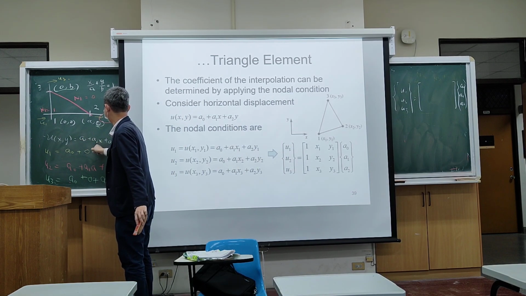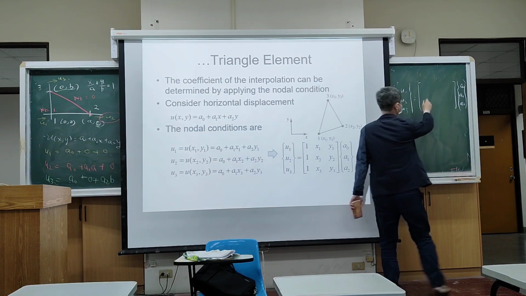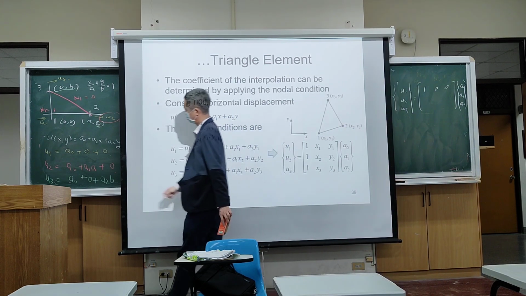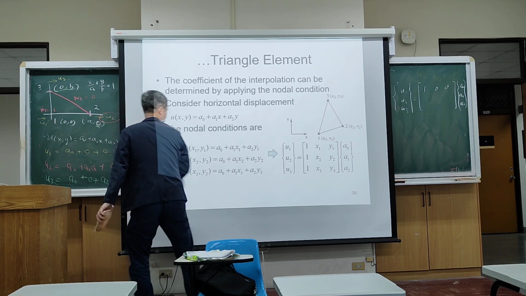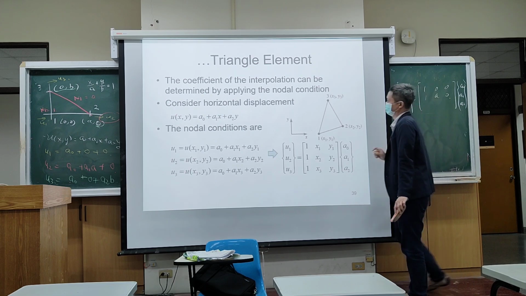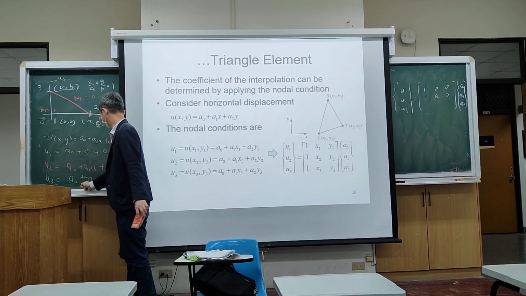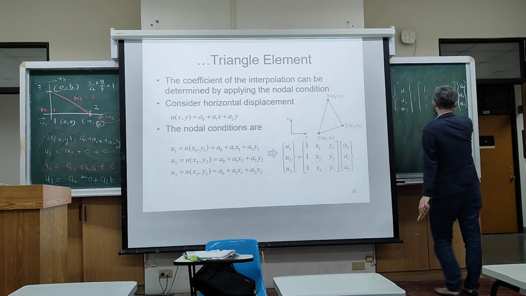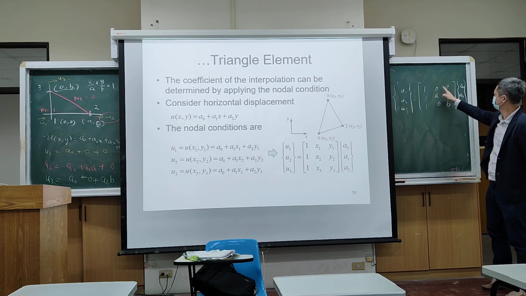1, 0, 0. And then second row is 1, 8, 0. And then last one is 1, 0, B. Okay? So do you know this expression?